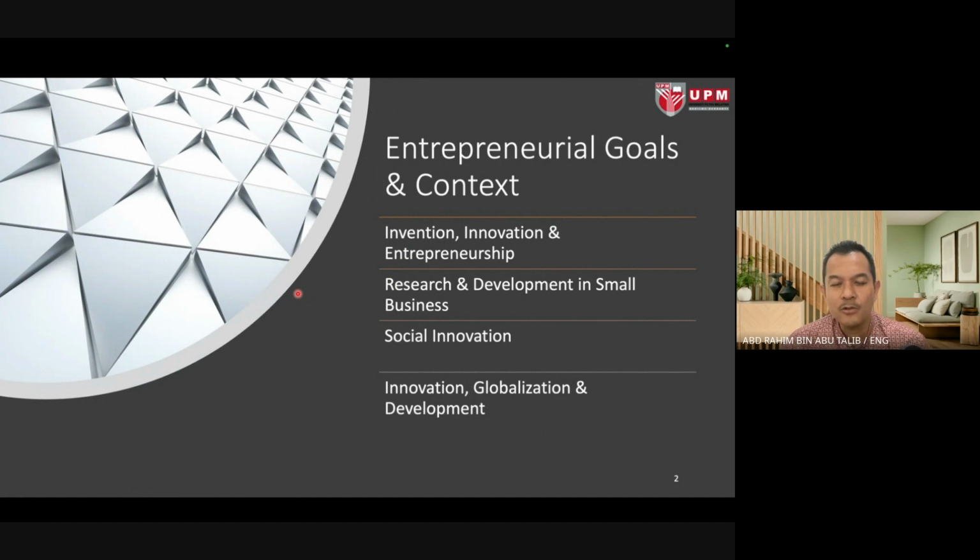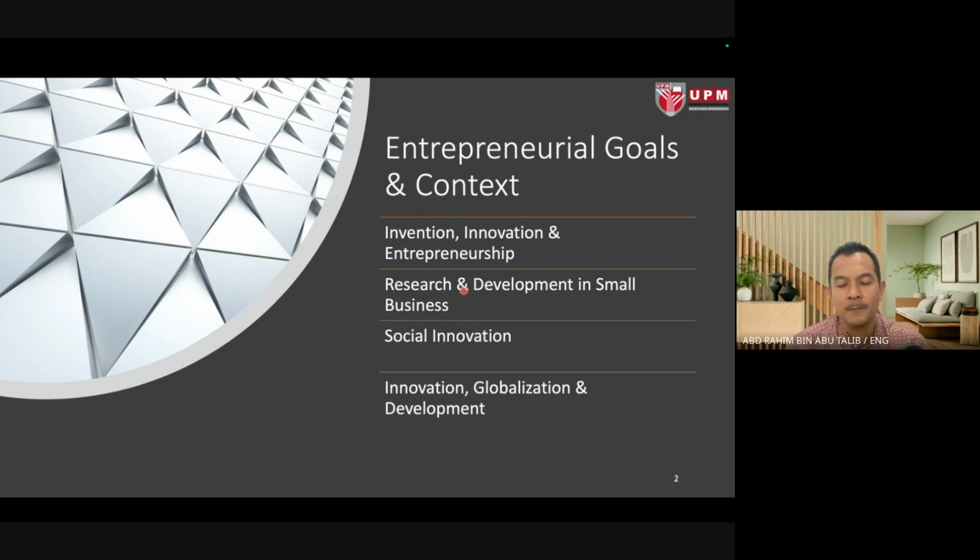For today, we are going to look into the entrepreneurial goals and context. As already informed last week, the three topics with regards to entrepreneurship, as well as the relationship between entrepreneurship and innovation, will be covered in this 1 hour session. So we will look into the aspect of invention, innovation, and entrepreneurship.